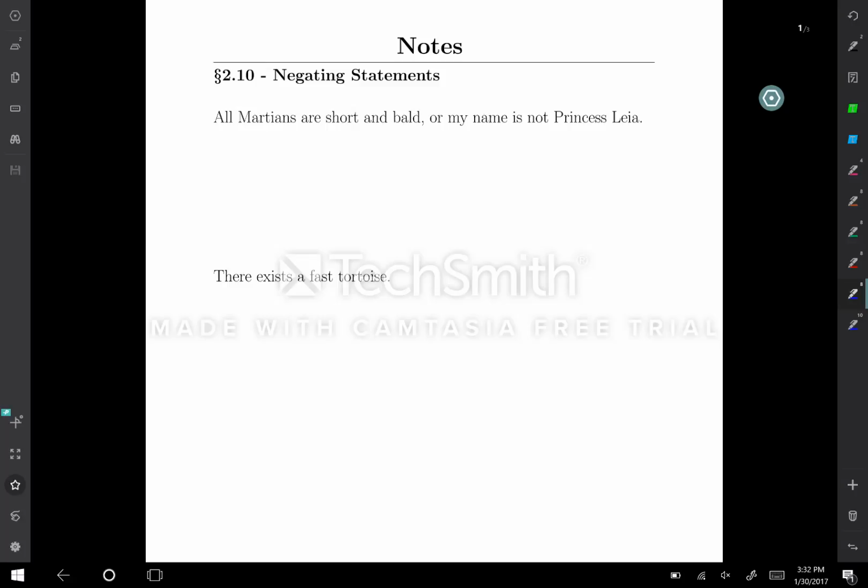When we negate a statement, we want to rewrite it so that it has the opposite truth value of what it originally had. So if the statement was originally true, we would want it to be false, and vice versa. So let's consider some examples.